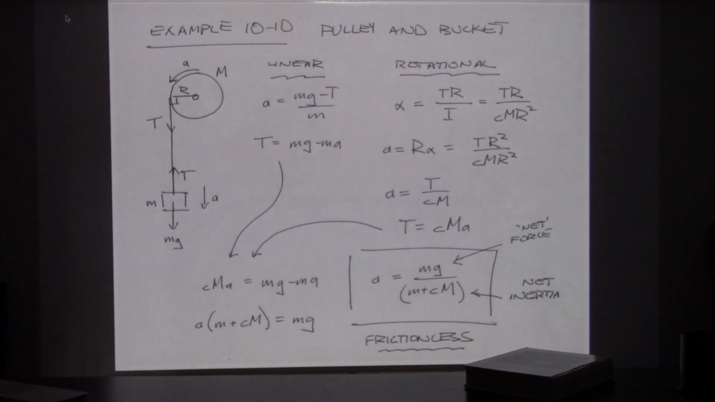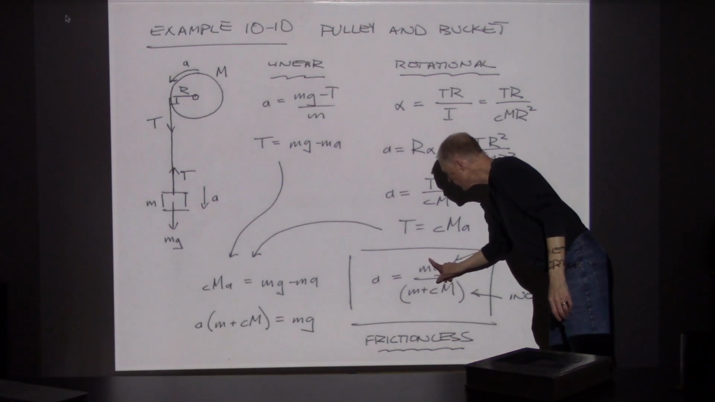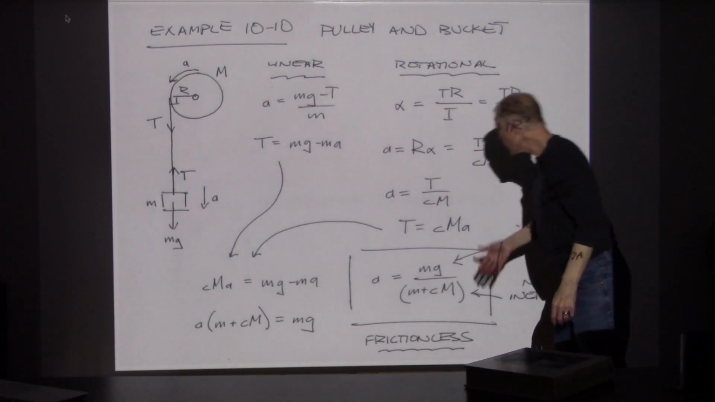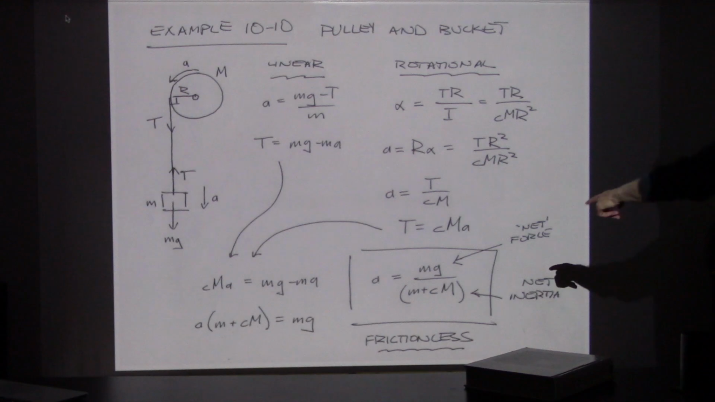What would happen if the pulley had no mass at all? Well, we just cancel out the mass effect for the pulley. The remaining m's cancel out, and it says the bucket just drops with an acceleration of g. If there's no mass, then there's no tension in the cable, and the bucket will just drop in free fall. So this is frictionless.